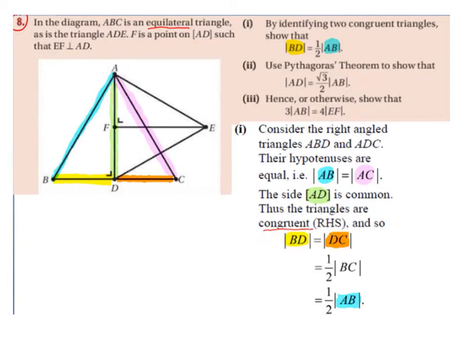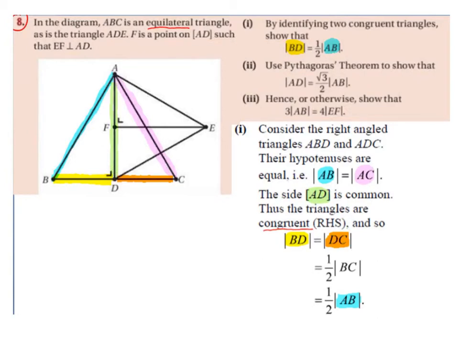The R stands for the right angle. The triangle ABD has a right angle here, and the triangle ADC has a right angle here, so they both have a right angle. They have a common side, and their hypotenuses are also equal. So they're congruent by RHS. The H is the hypotenuse, and the S is another side, so they have the common side.